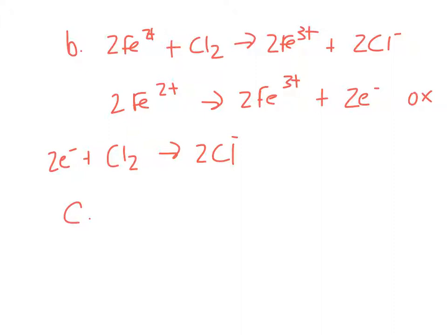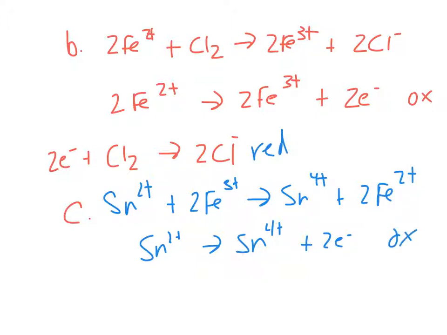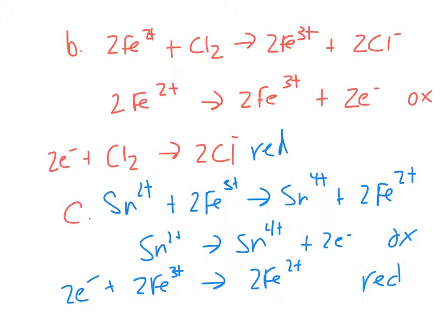I'll go ahead and see if I can squeeze C in here as well. So C has got Sn2+ ion plus 2Fe3+ ion, and it's going to become Sn4+ ion and 2Fe2+ ion. So the Sn2+ becoming Sn4+ means it's lost two electrons, so I add them to this side. By the way, this was the reduction up here. This is the oxidation here. And then the 2Fe3+, this is just the reverse of what it was up above, becomes 2Fe2+, so the two electrons belong on the left this time, and this is now being reduced.